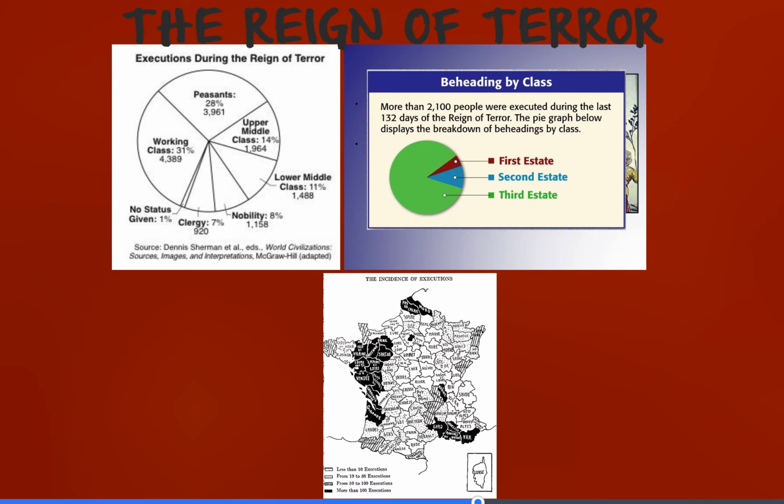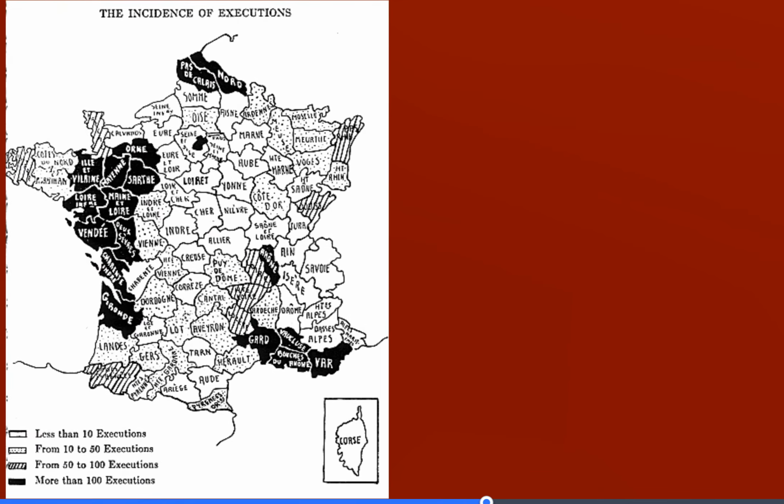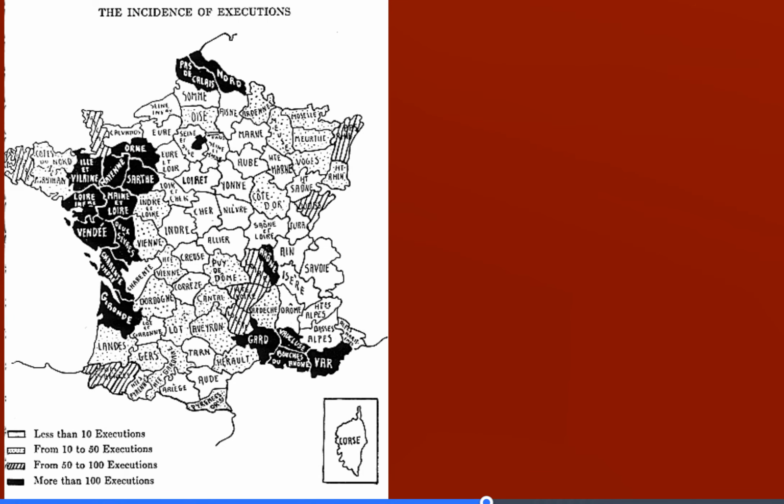Here's another way we can look at this data. If we look at a spatial representation of the incidences of executions throughout France, we see, according to the key, that it's this western coast, especially the northwest of France, where there's a lot of executions, the far north and the far south, where there are major ports with lots of international influence.